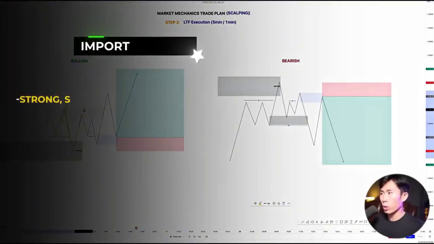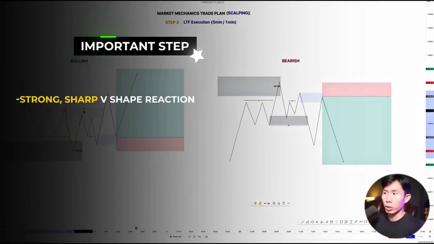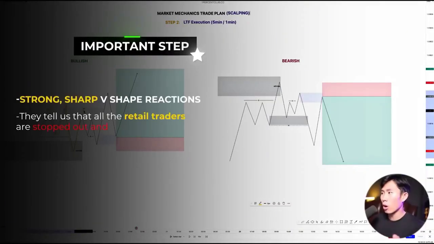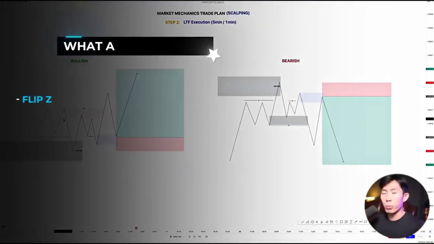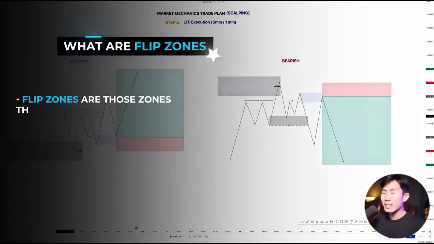So that's the first thing we want to look out for, that sharp V-shaped reaction, which tells us that all the retail traders have been stopped out, they are gone from the market, and that is where the strong move, the real move, is potentially going to happen very soon. So after you get the liquidity sweep, what you want to look for next is some form of flip zone. So flip zones are basically those zones that cause other zones to fail.